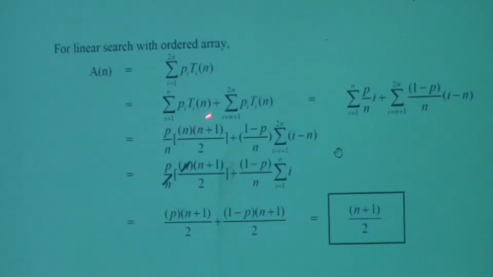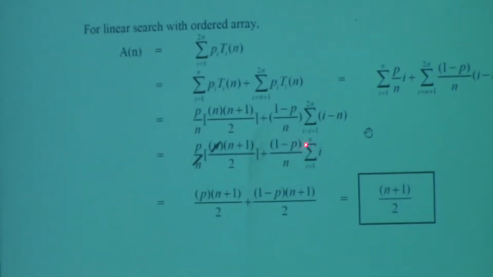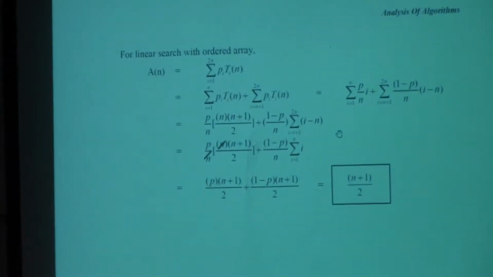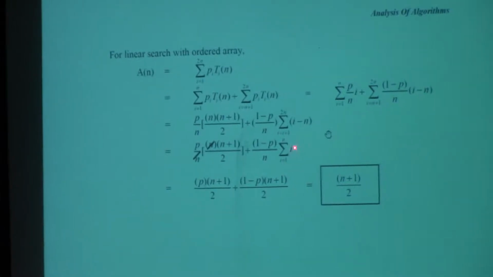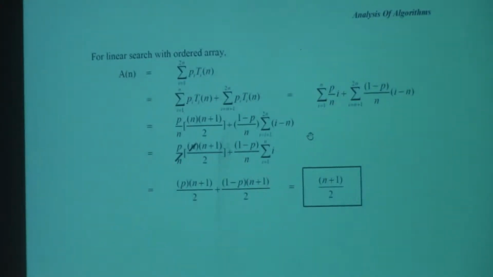First term, the n's simplify, so we have p times (n plus 1) over 2, which remains. And here we have (1 minus p) times the summation of i from 1 to n, and that's going to be n times (n plus 1) over 2, and the two n's cancel, so you get (n plus 1) over 2 left. Okay.